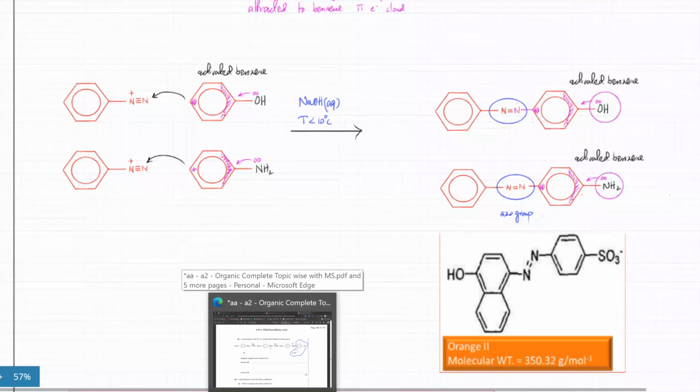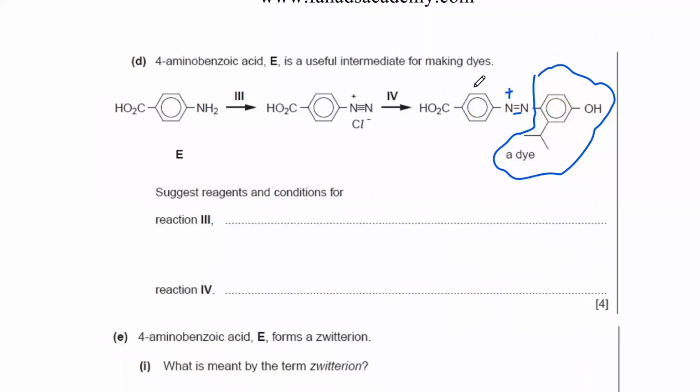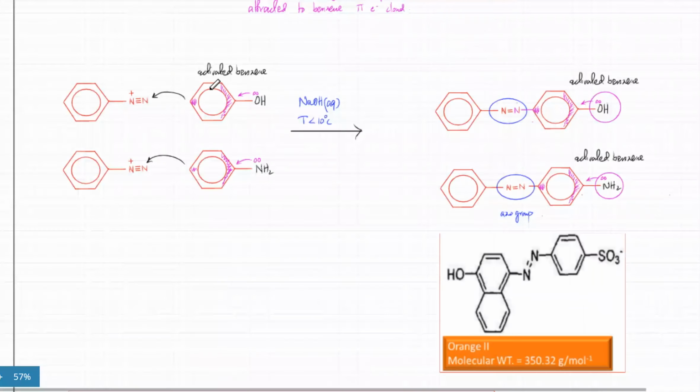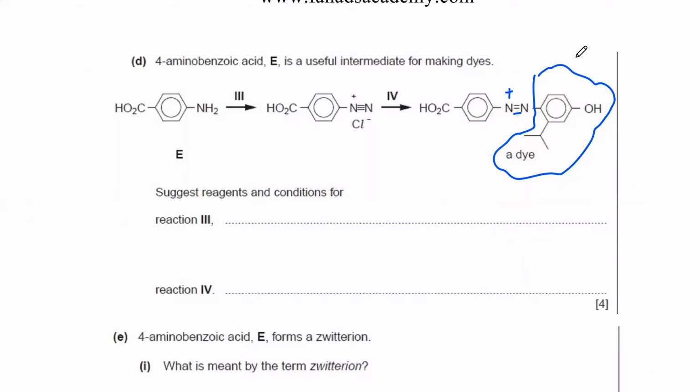And the rest, we were doing that too, that if you've got N≡N+, you have to decide, okay, if you're making this dye, there are two things needed. You need a diazonium ion and you need an activated benzene to react with it. There's got to be two things, right? You need an N≡N+ and you need an activated benzene to react with it. So if you look at the molecule over here, you would notice that this is the activated benzene that is reacting with it. Is that clear? Yes, sir. So that's where the reagent is coming in and the conditions are NaOH aqueous. Okay.